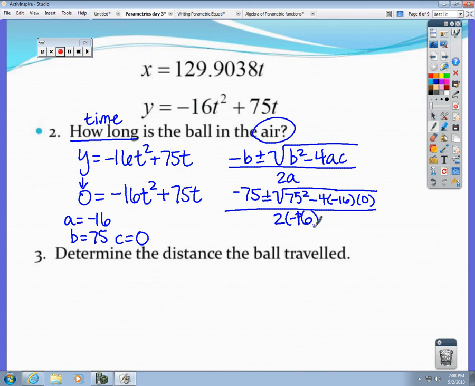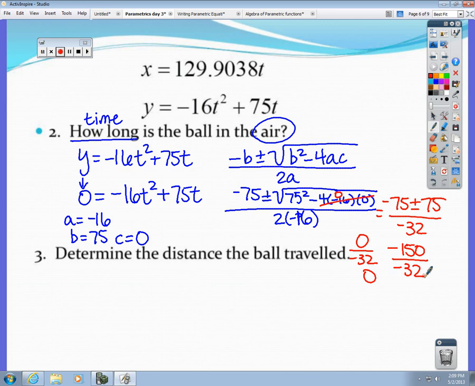Okay, we start in the square root. 4 times 16 times 0 is just going to be 0. And since we've got the square root of 75 squared, that is going to end up being 75. So now I've got -75 plus or minus 75 over -32. So I'm going to add: -75 plus 75 would be 0 over -32, or 0. And for my second answer, -75 minus 75 would be -150 over -32.